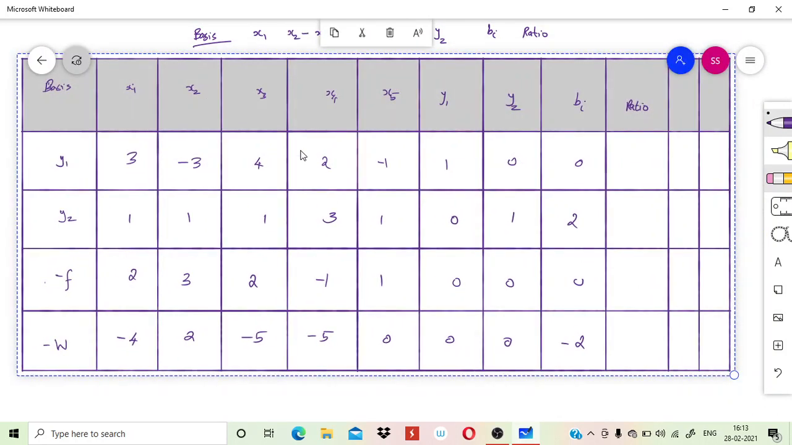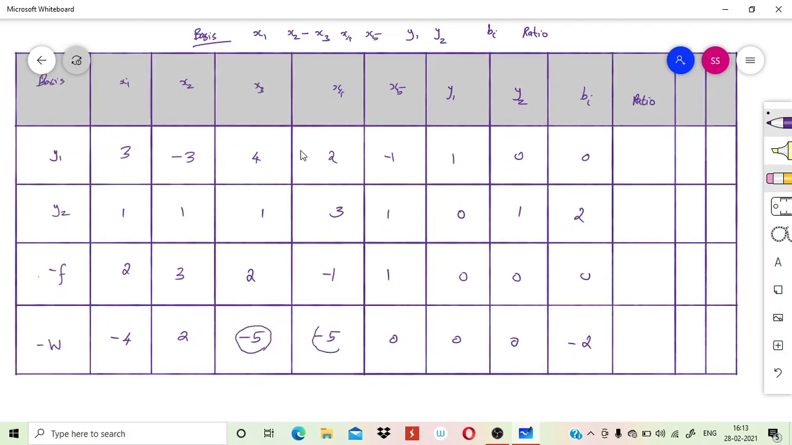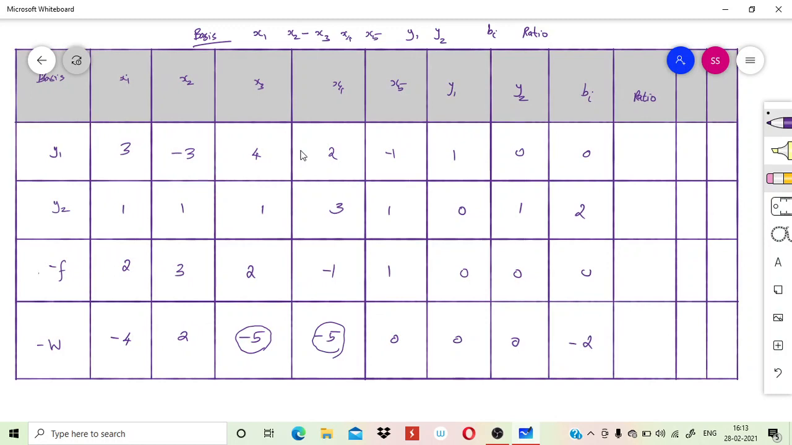So it will be like this. In order to find out the entering variable, you have to check for the most negative value in the minus w row. That is nothing but minus 5 here, minus 5, and again minus 5.